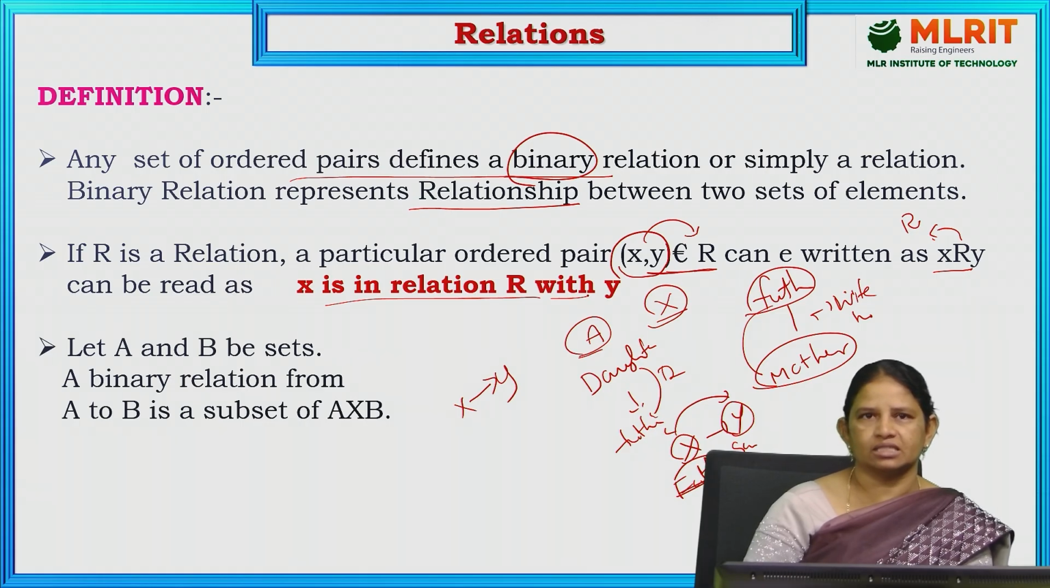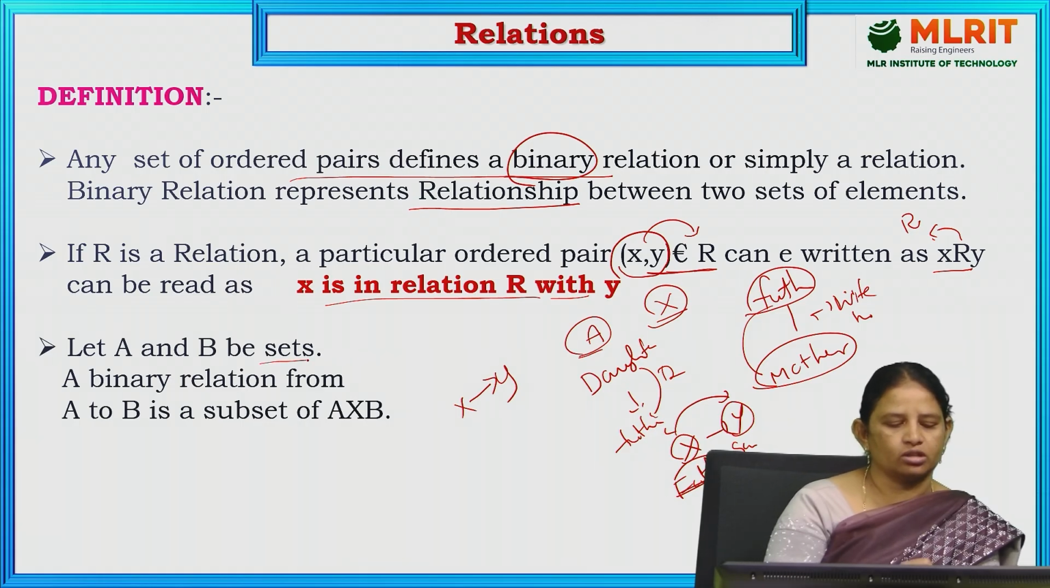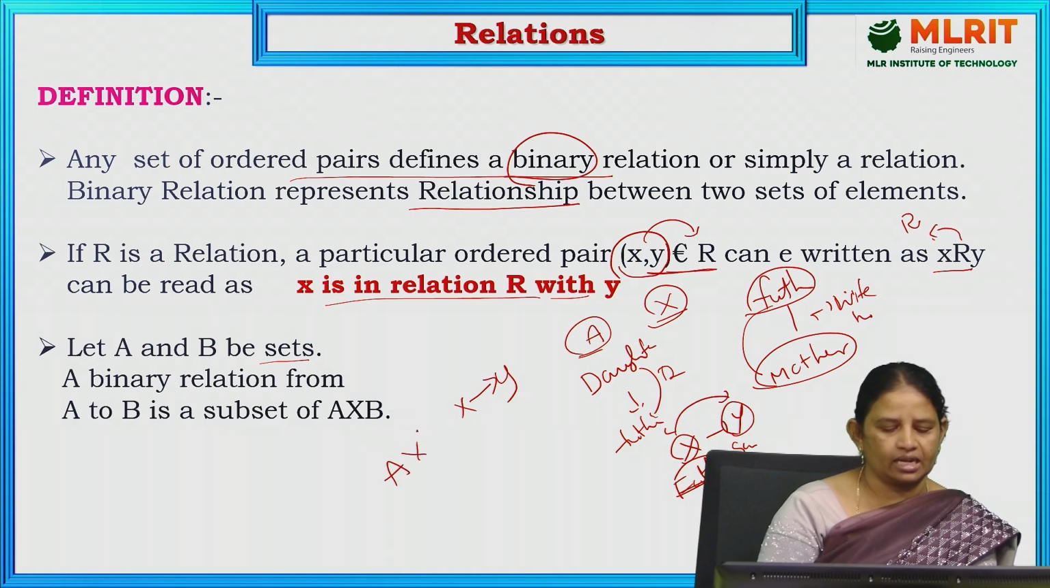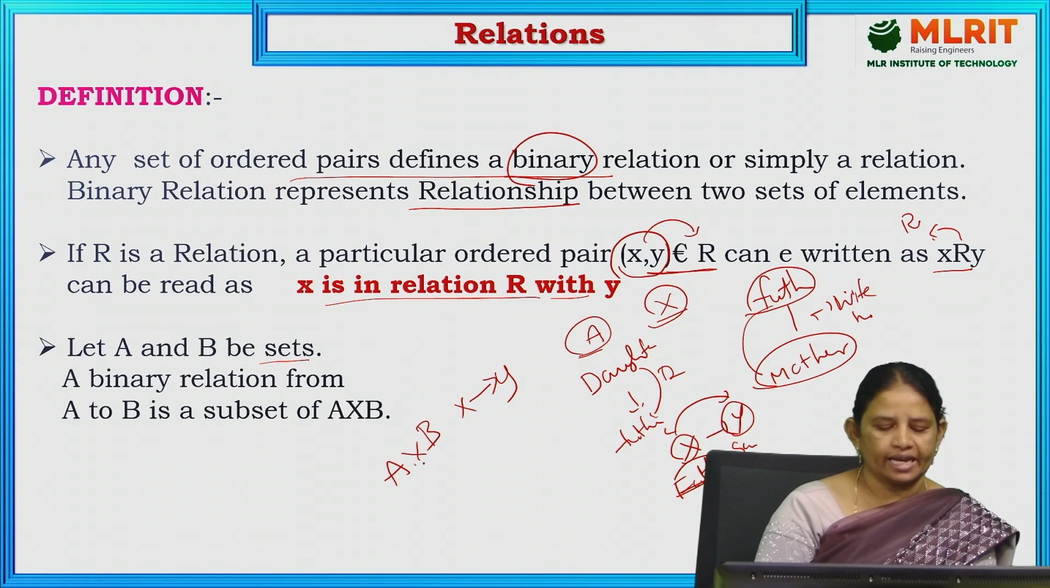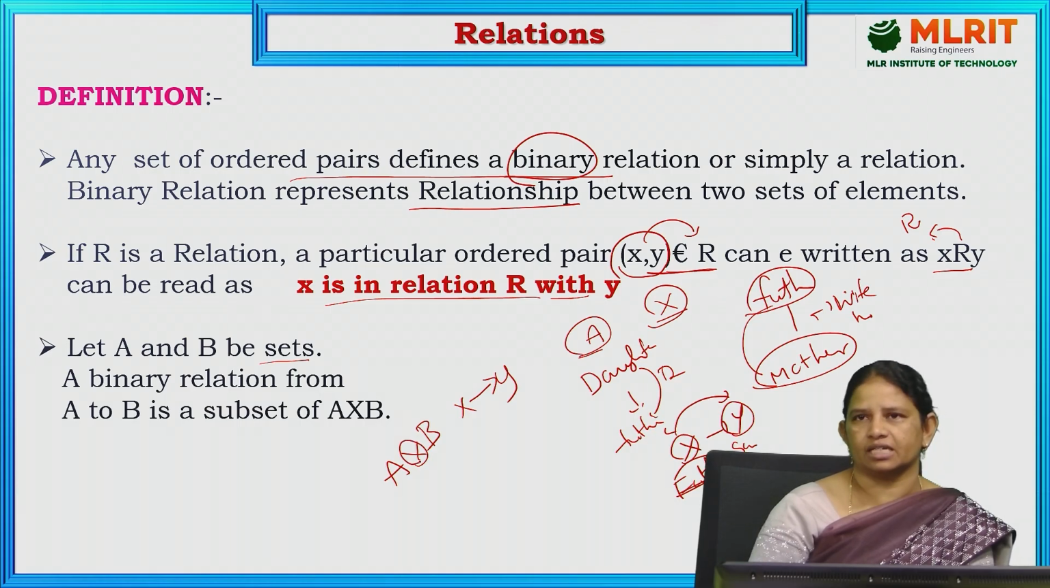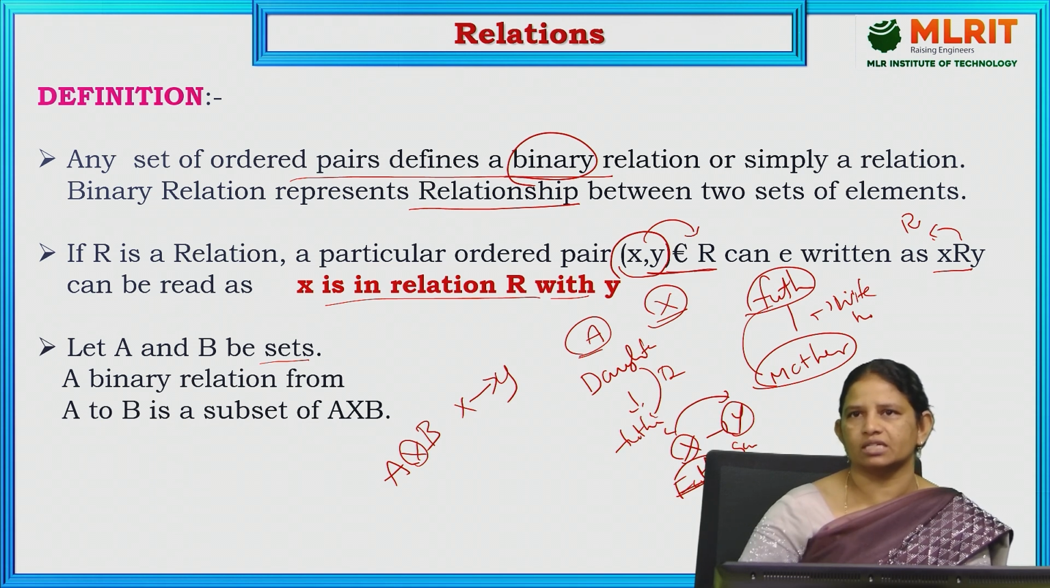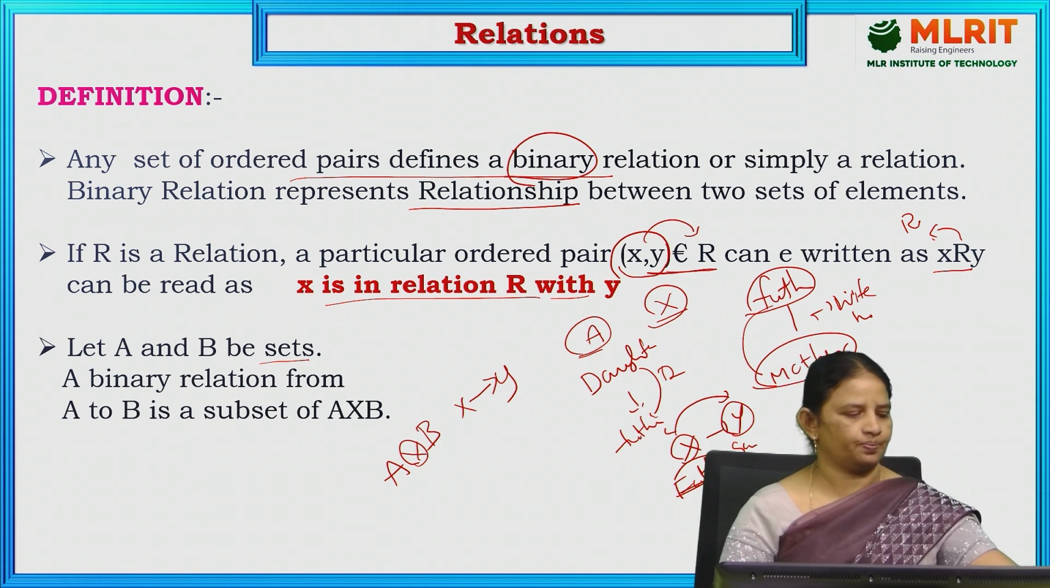Now let A, B be two sets. Then a binary relation can be represented as R is a subset of A cross B. What is the binary relation? The relation which exists between two sets of elements is called a binary relation.